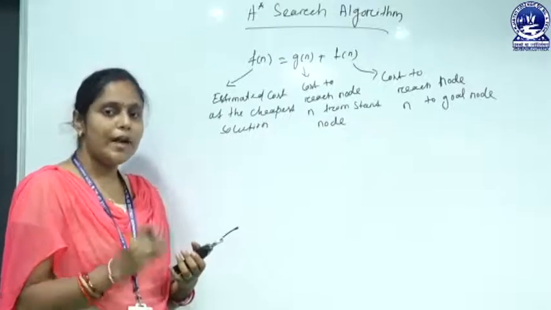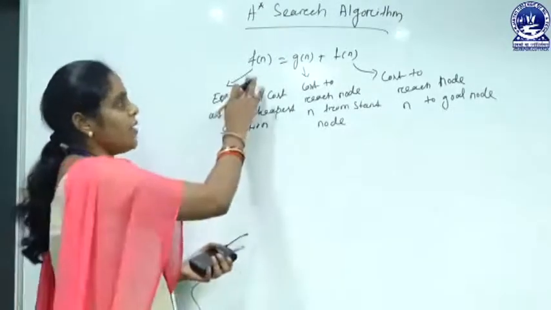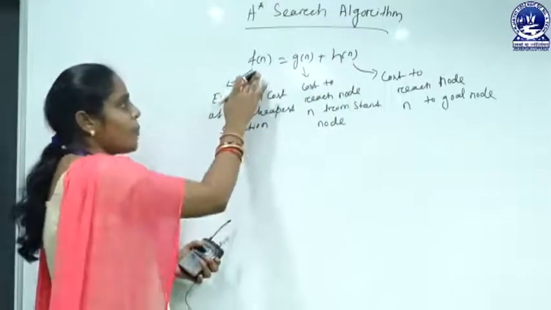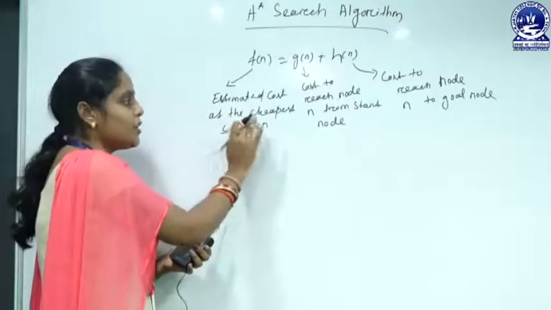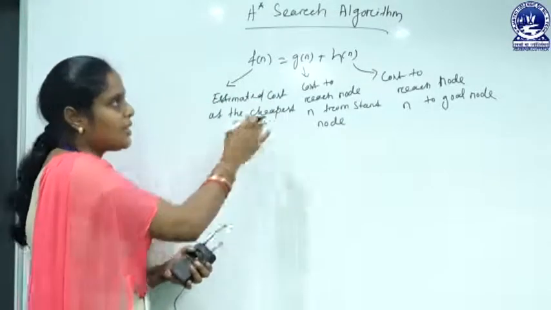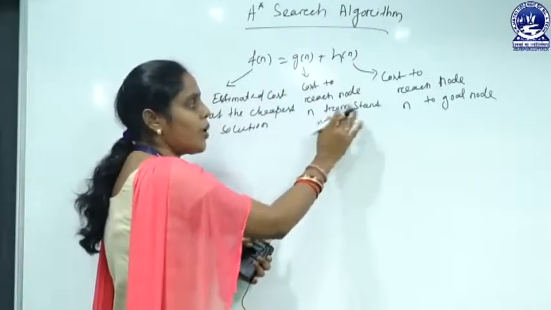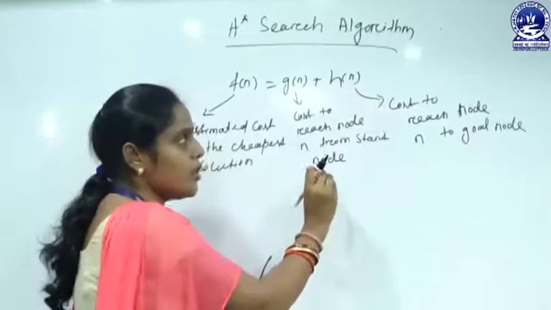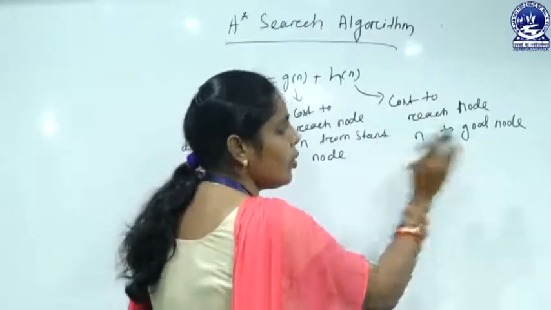Here, the evaluation function depends upon two factors. That means f(n) = g(n) + h(n). Here f(n) is the estimated cost of the cheapest solution, g(n) is the cost to reach node n from the start node, and h(n) is the heuristic function, which is the cost to reach the goal node from node n.